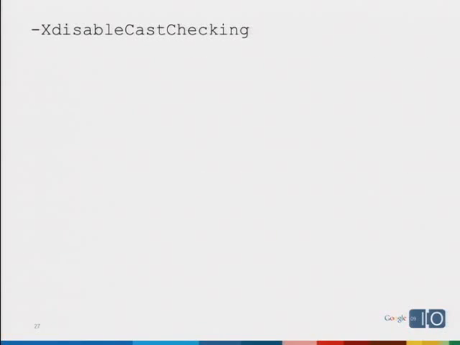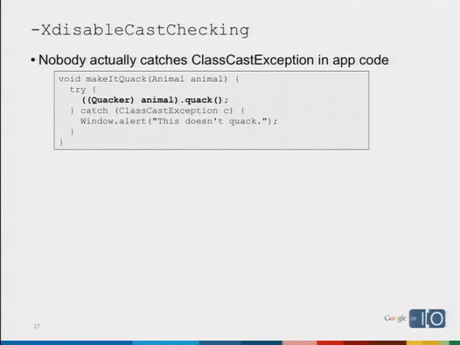In a similar vein, we've got DisableCastChecking, because nobody, I hope nobody, writes code like this. So somebody wrote this silly method that you pass in an animal, and then you try to make it quack, but you don't know what kind of animal it is, so you cast it to a quacker, and then you call quack on it, but you're being defensive, so you catch the class cast exception, right? Because people could pass in non-quackable objects, obviously.